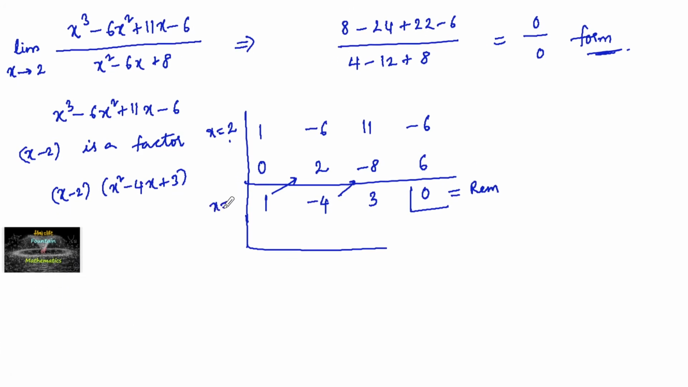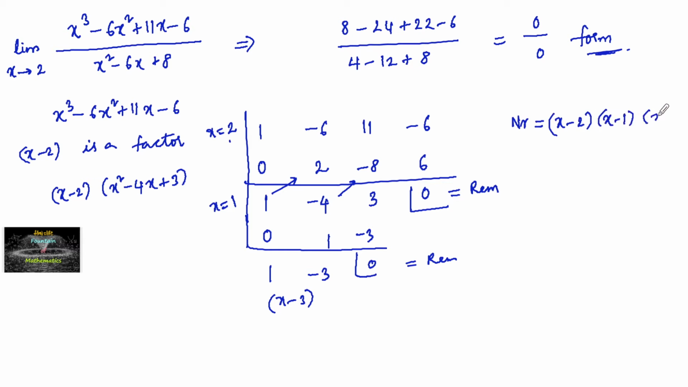We take x = 1 as a factor since the sum of the coefficients is 0. Initially put 0; 1 plus 0 is 1, 1 ones are 1, −4 plus 1 is −3, 1 into −3 is −3. So we get 0 as the remainder. The last is a constant and the other is x, so we can write x − 3. Finally the numerator can be written as (x − 2)(x − 1)(x − 3).